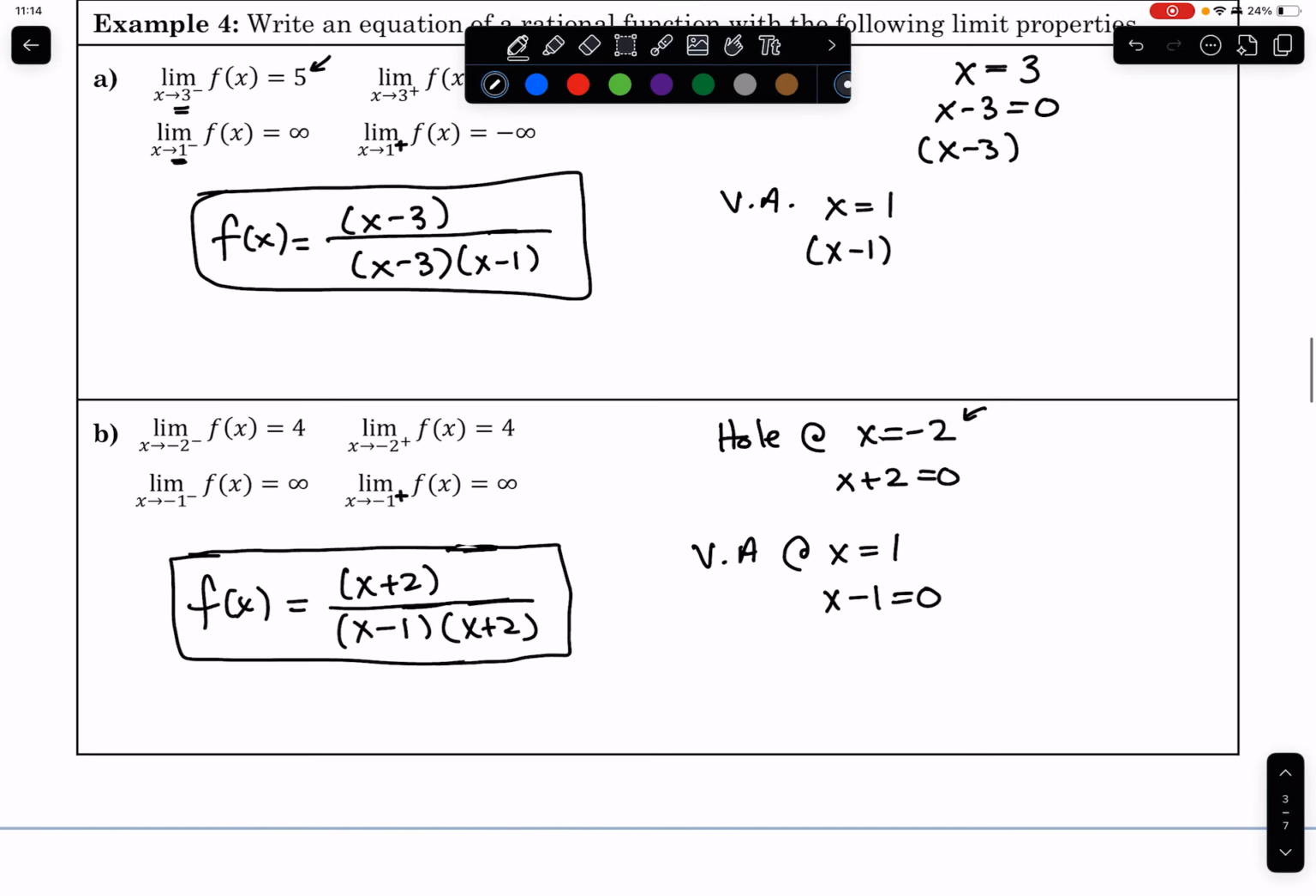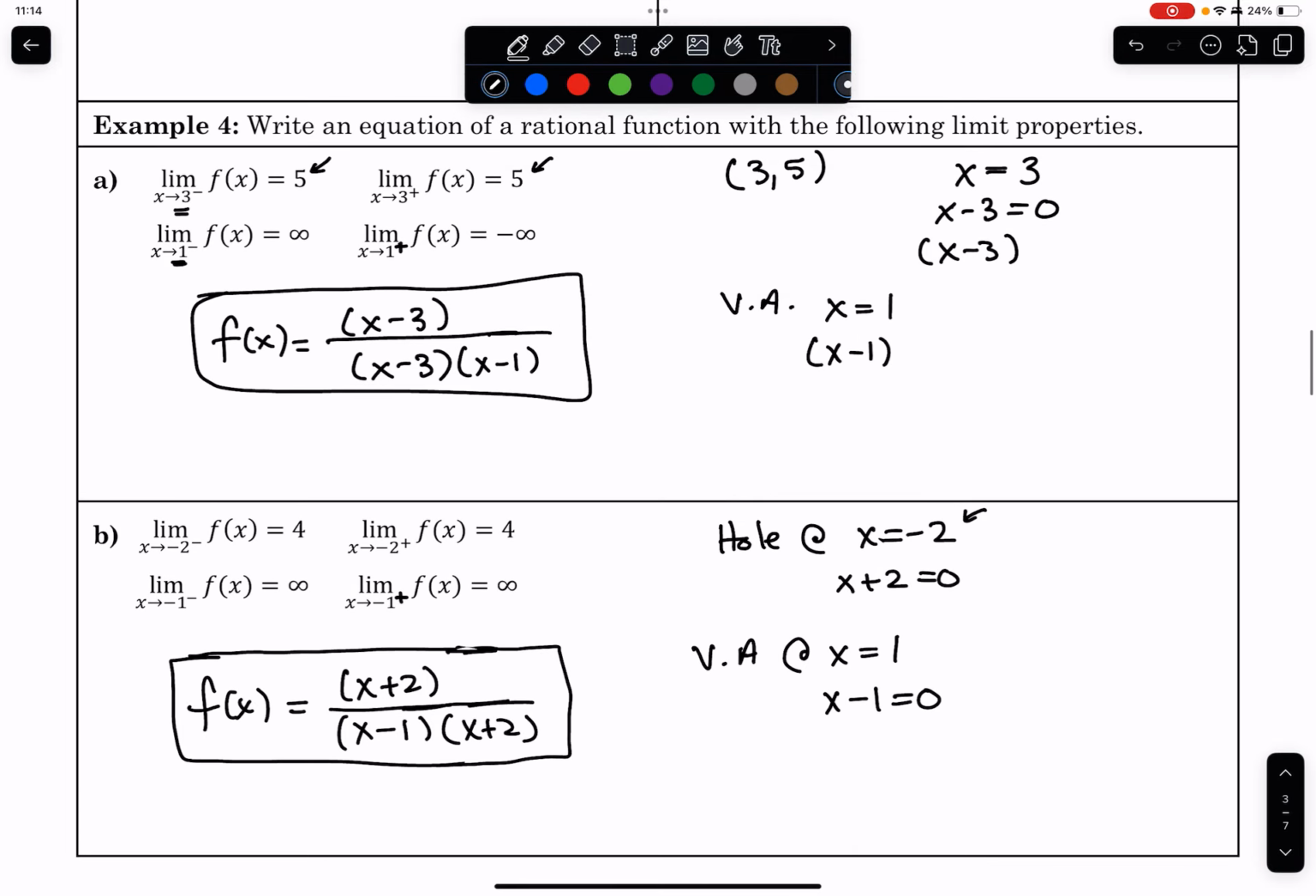All right, and that concludes our notes on holes in a rational function.